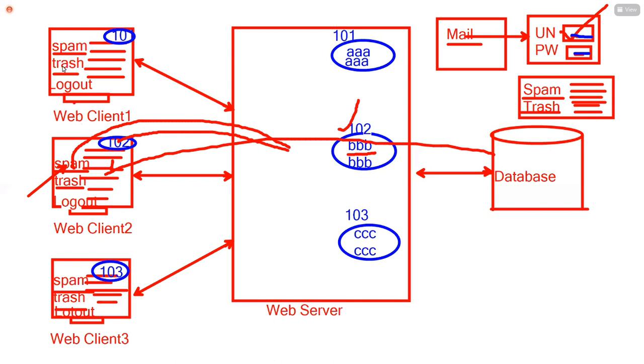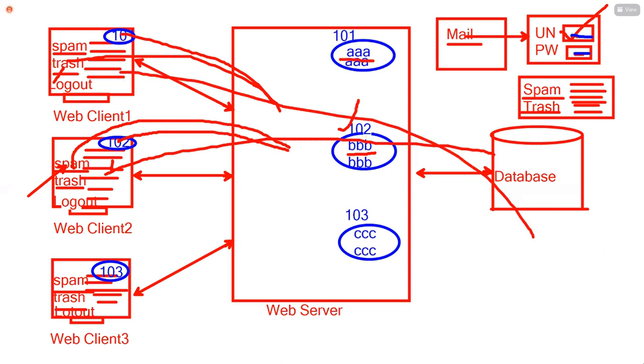Suppose you click here. You click trash. With the trash, what will happen? 101 comes. Then the server will understand 101 matched. This is clicked by the triple A user. Then the server will send the triple A trash box. Suppose this person clicked logout. When he clicked logout, the logout request comes. With that, 103 comes. Then it is vanished. Then the response comes, and here also it is vanished.